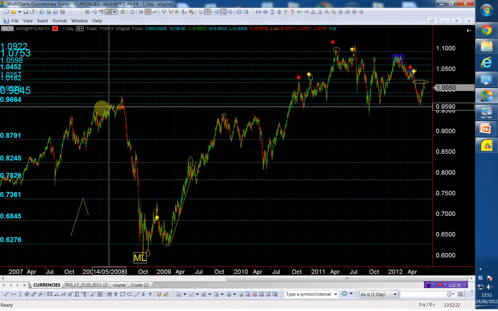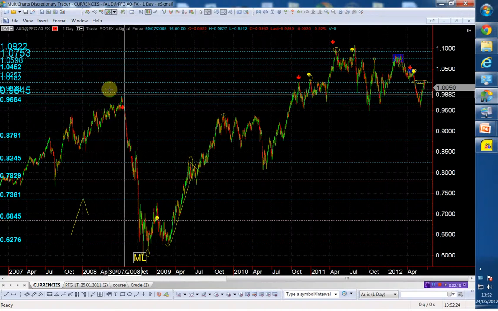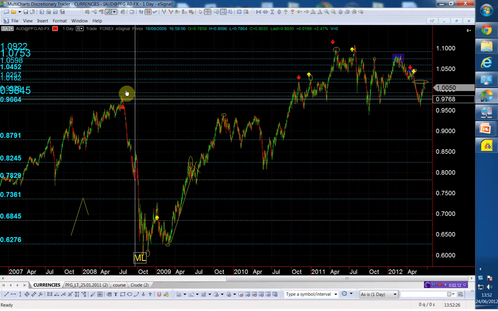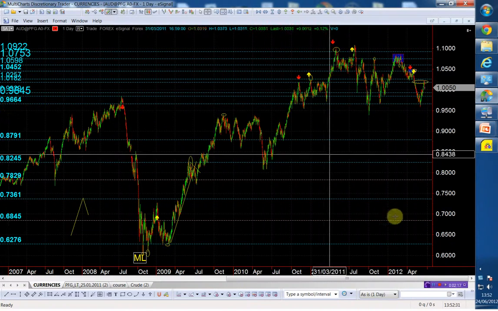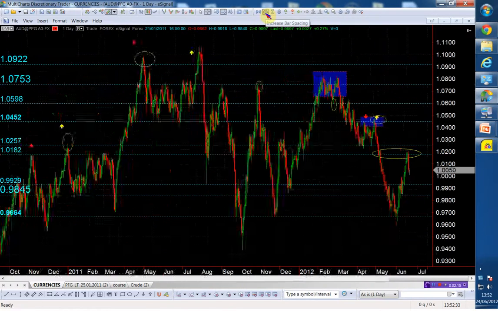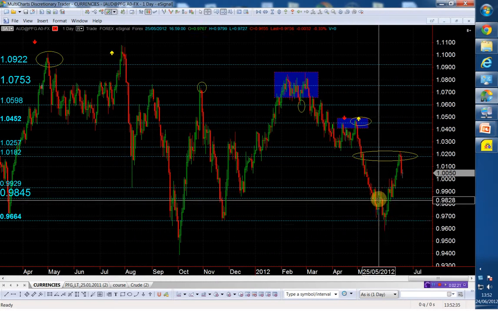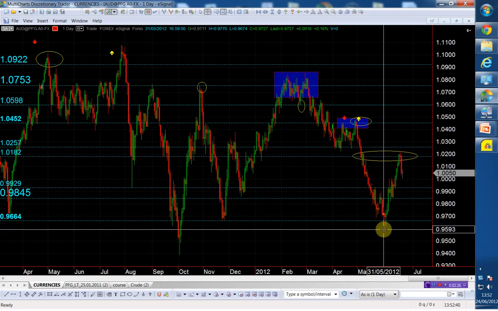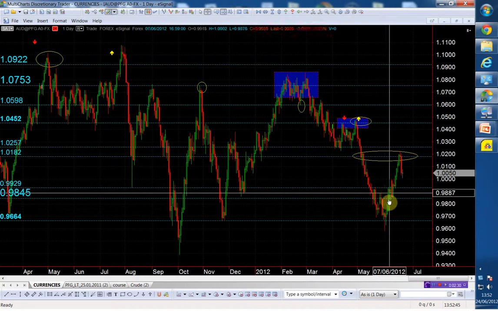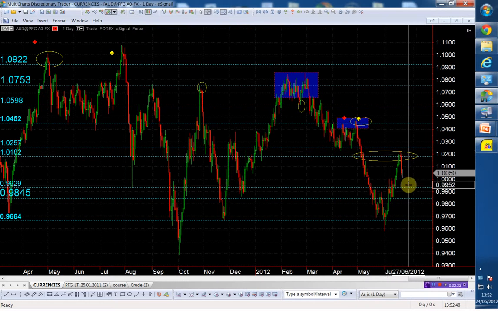The second structure that held when this pattern took place was the 96.64. So last couple of weeks we did break below the 98.45. We tested the 96.64. Once it came above it, here we had this kind of a short covering that took us to the next structural point, which is the 101.82.